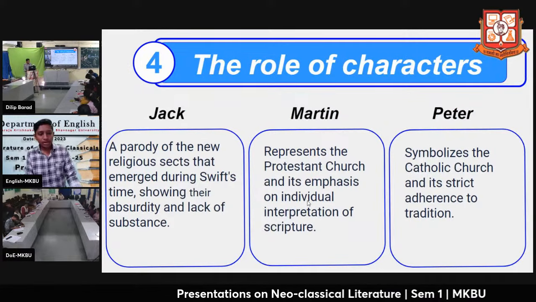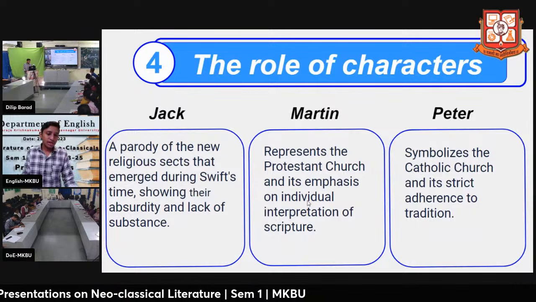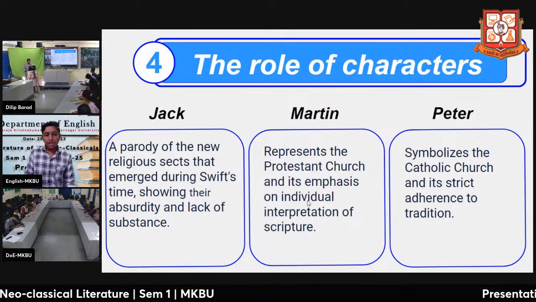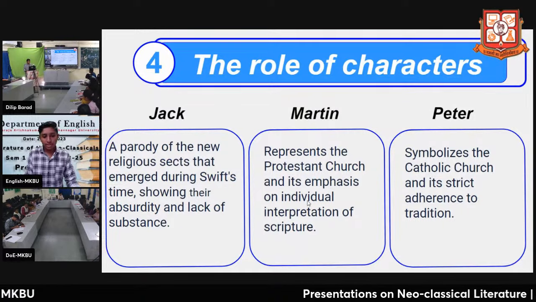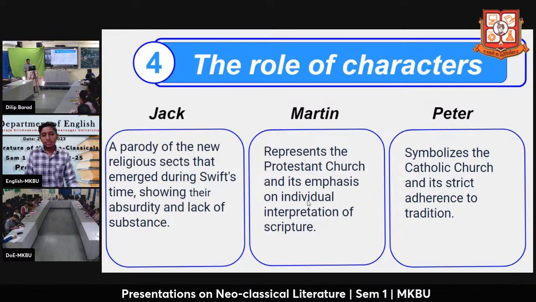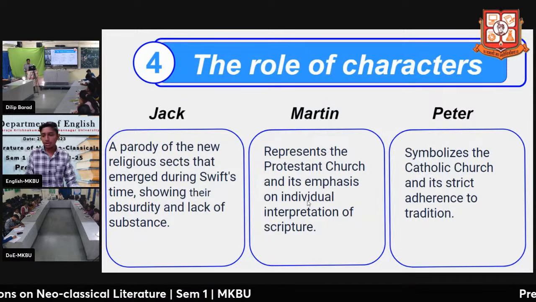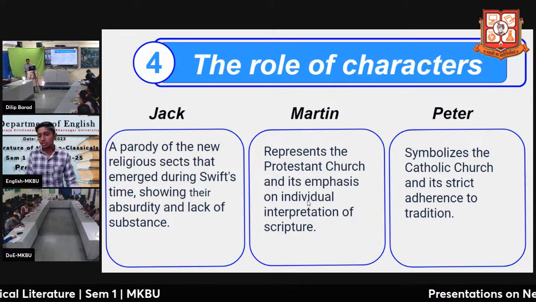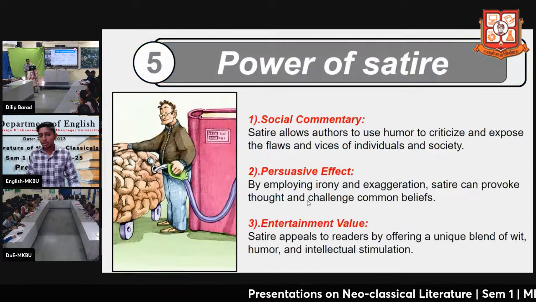The role of characters. Jack, a parody of a new religious sect that emerged during Swift's time, shows their absurdity and lack of substance. Martin represents the Protestant church and its emphasis on individual interpretation of scripture. Peter symbolized the Catholic church and its strict adherence to tradition.